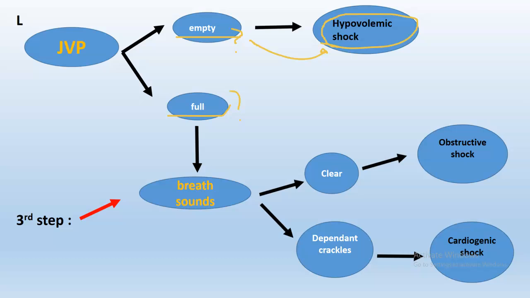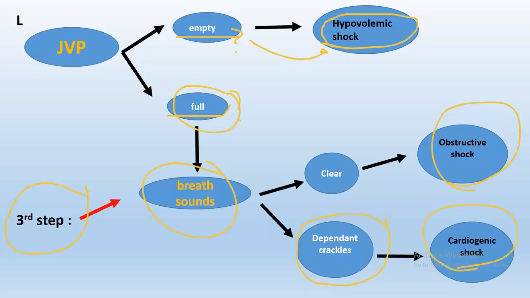But if the veins are full, then we're gonna ask ourselves another question, that is the third step. What are the breath sounds? If the breath sounds are clear or dependent crackles are there, if the breath sounds are clear, it means something is impeding the blood flow, and most likely it is an obstructive shock. And if we found dependent crackles, most likely it is cardiogenic shock.